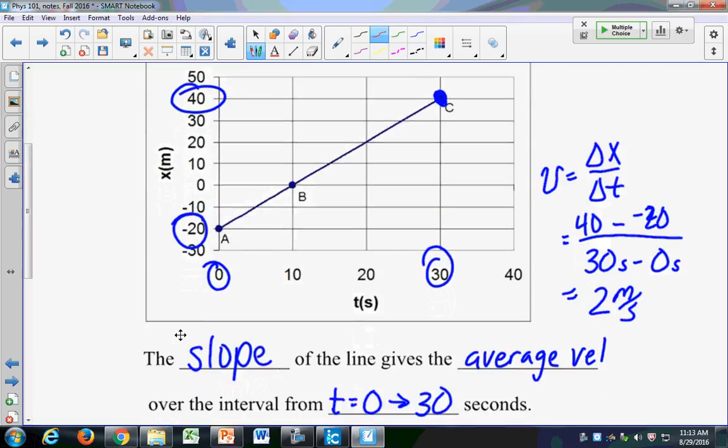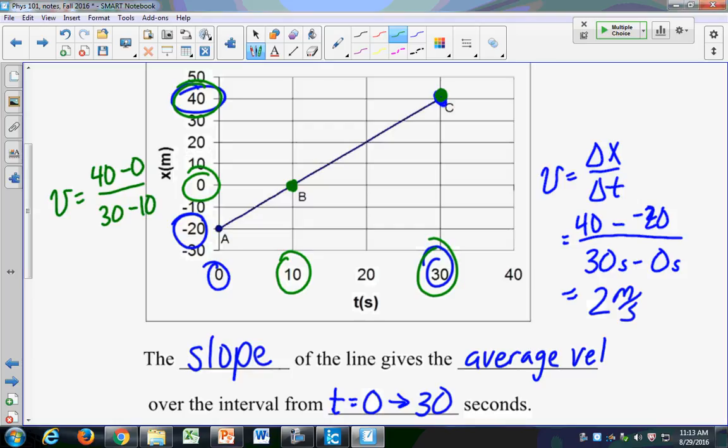Between 10 and 30 seconds, that's going from here to here. My position at 10 seconds is 0. My position at 30 seconds is 40. So that average velocity is going to be 40 minus 0 over 30 minus 10, which is equal to 2 meters per second. So notice that no matter what interval for this line that I use, the average velocity is going to be the same.